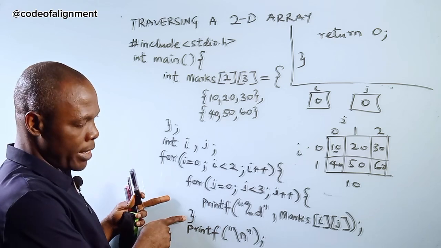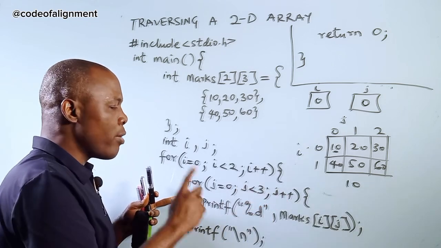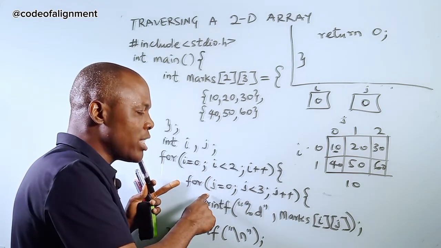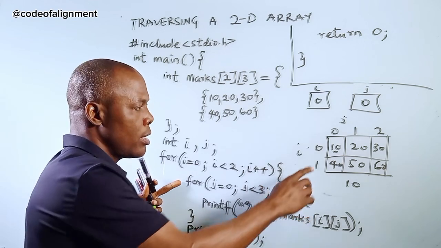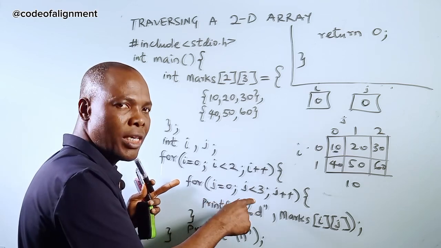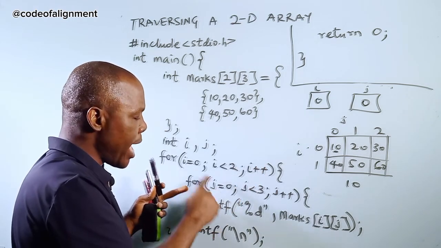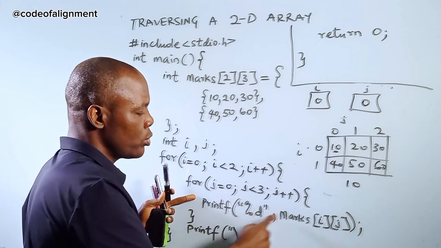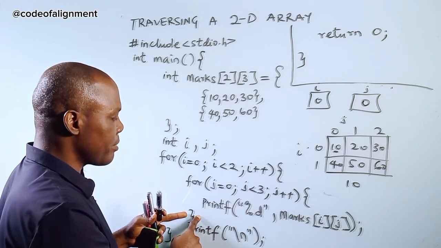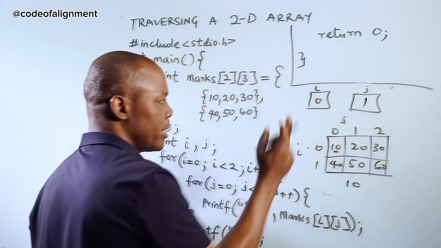Then it will encounter this curly bracket. Then it will increment j. Now, for every i, it will have to traverse j completely. For every i, when it comes in, it's going to repeat j the complete number of times before coming out again to i. So i is 0, j is 0. So it's going to print out [0][0], that is 10. Then it will encounter this and increment j to 1. So j becomes 1. i is still 0.